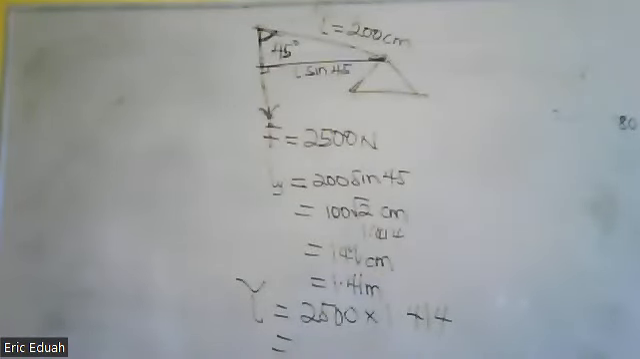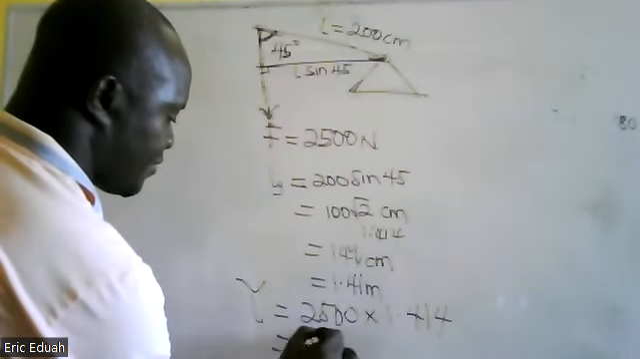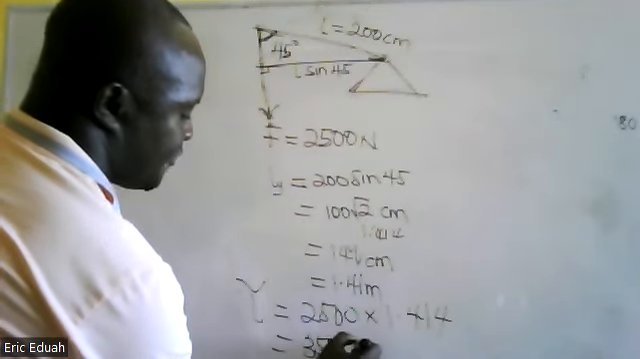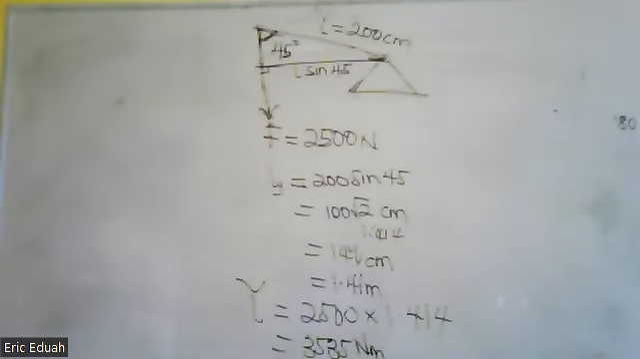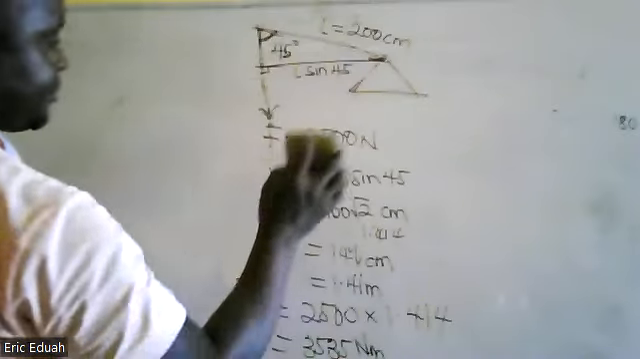Are they still around? Yeah, 3535. I want to confirm it is true. This is 3535. Good. 3535 Newton meter. And it isn't anything difficult. Okay. Principles of moment.